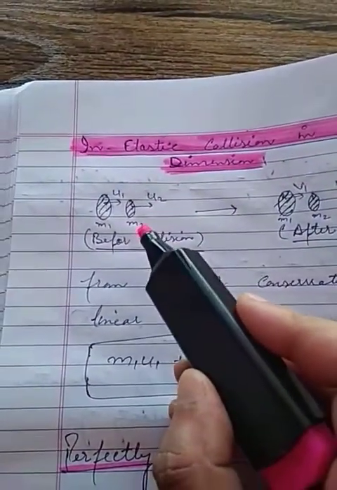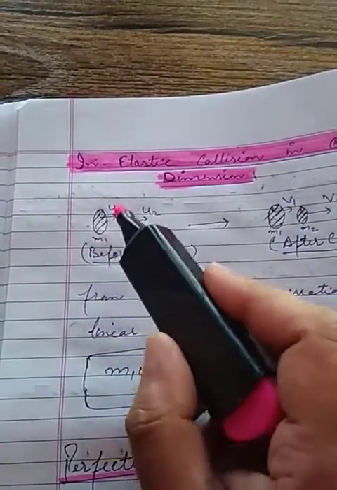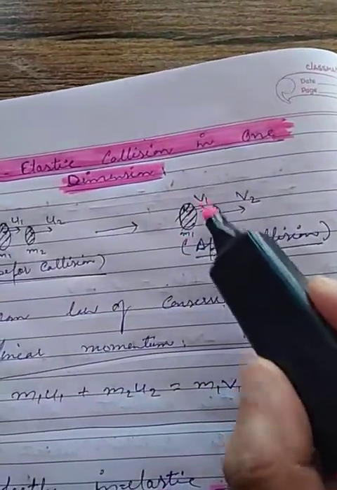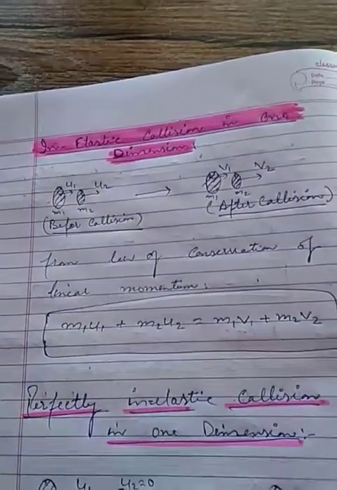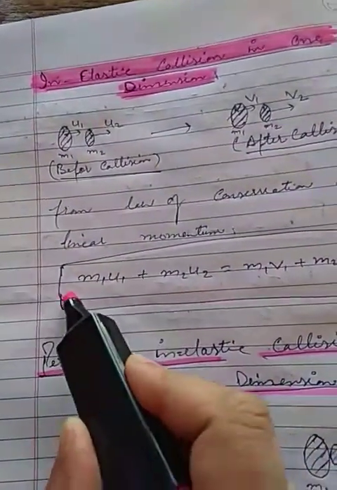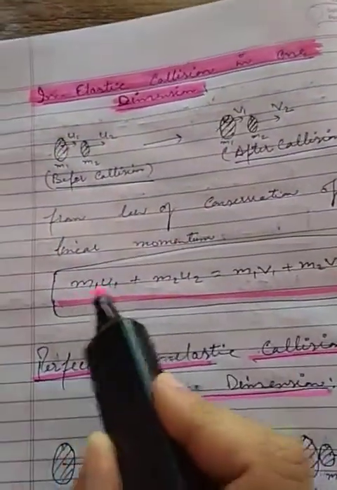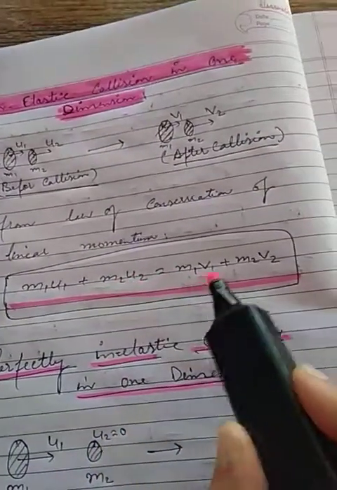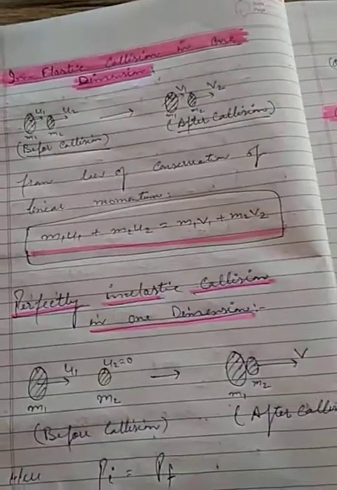So we know the linear momentum before collision is m1 u1 plus m2 u2, and after collision it will be m1 v1 plus m2 v2, and the law of conservation of momentum says that the linear momentum before collision is equal to the linear momentum after collision. So we get the expression m1 u1 plus m2 u2 is equal to m1 v1 plus m2 v2. This is according to the law of conservation of linear momentum.